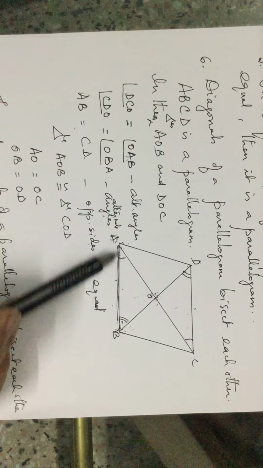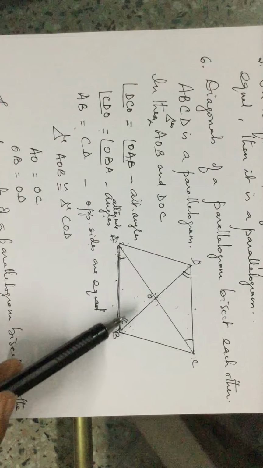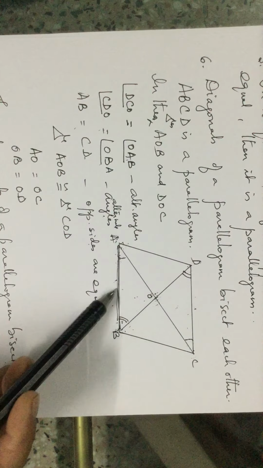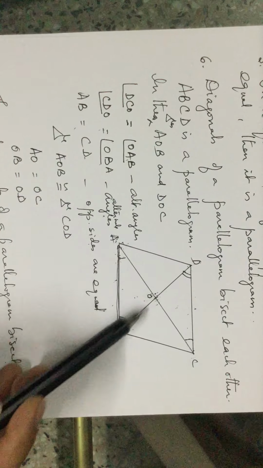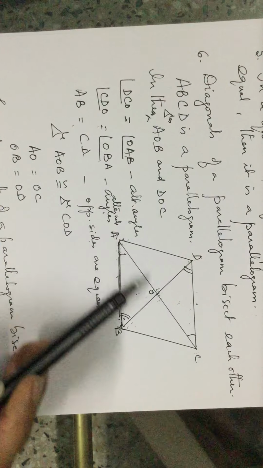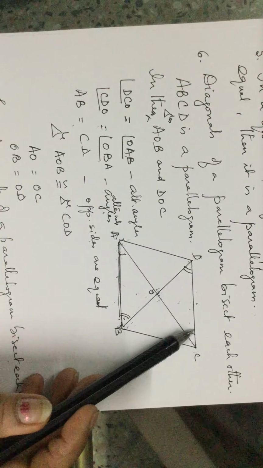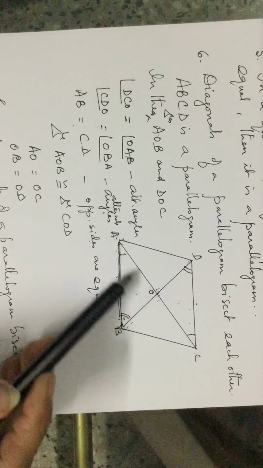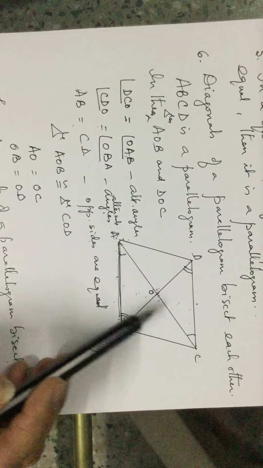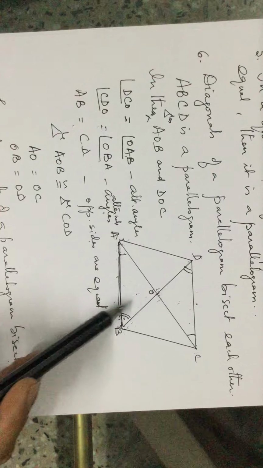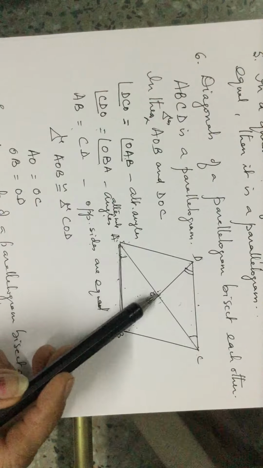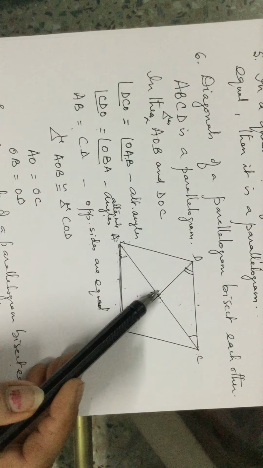Since ABCD is a parallelogram, I know that opposite sides are parallel, and I also know that opposite sides are equal. Let me consider the triangles AOB and DOC. I know that this angle is equal to this angle because they are alternate and parallel, and this angle is equal to this angle, and this side is equal to this side. Therefore, this triangle is congruent to this triangle. Because they are congruent, AO is equal to OC and OB is equal to OD.